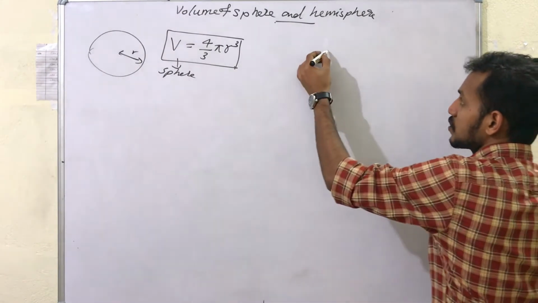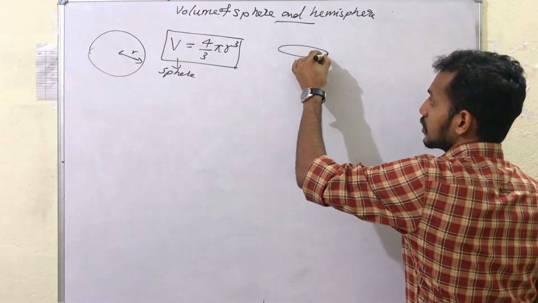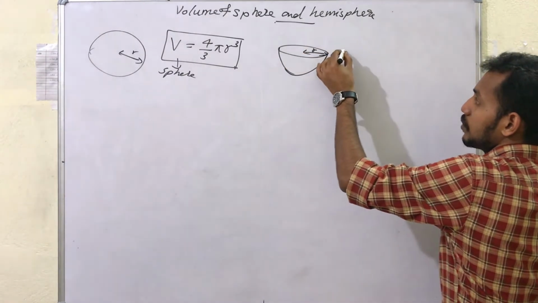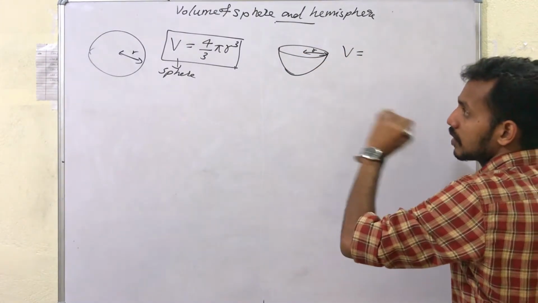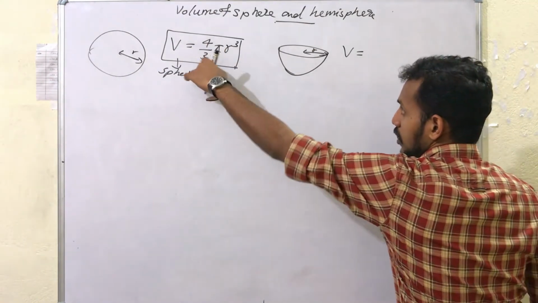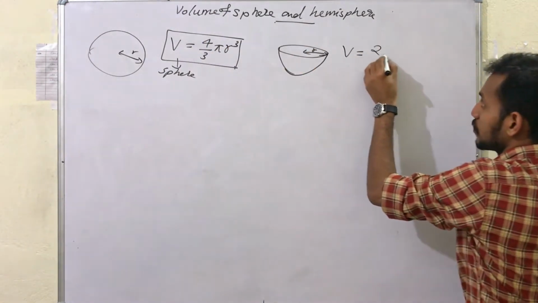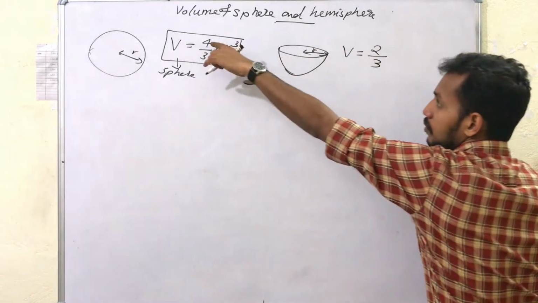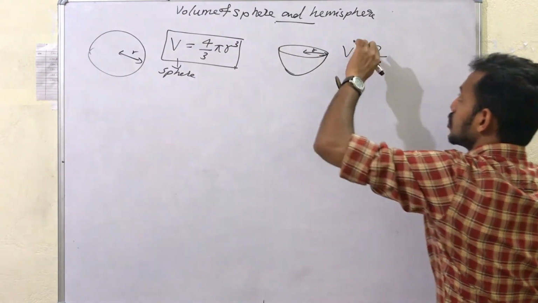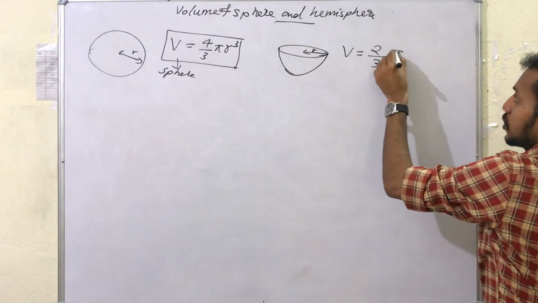And in case of a hemisphere, that is half of the sphere. Am I right? So in case of half of the sphere, what will be the volume? Volume will be half of 4 by 3 pi r cube. That means 4 by 3 divided by 2 will be 2 by 3. Just dividing 4 by 2, we get 2. So 2 by 3 pi r cube.